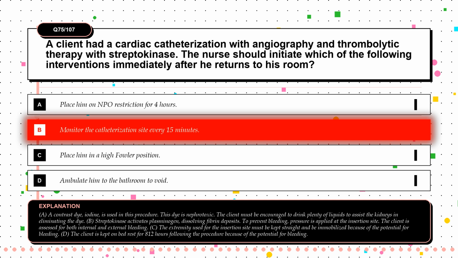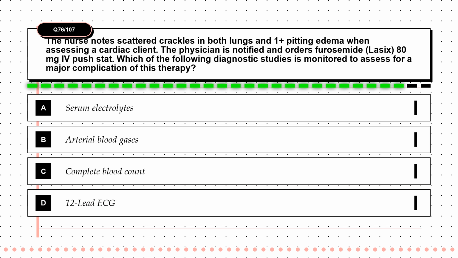Question 76. The nurse notes scattered crackles in both lungs and 1+ pitting edema when assessing a cardiac client. The physician is notified and orders furosemide (Lasix) 80 mg IV push stat. Which of the following diagnostic studies is monitored to assess for a major complication of this therapy?